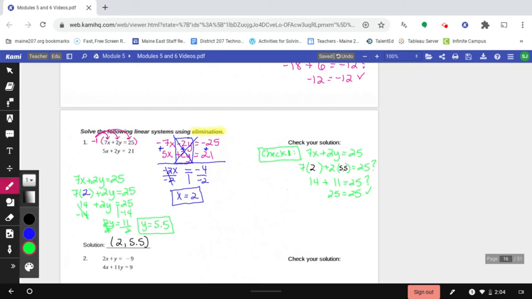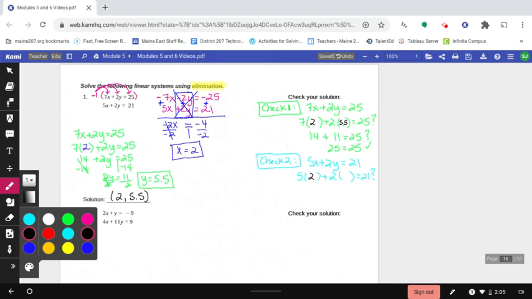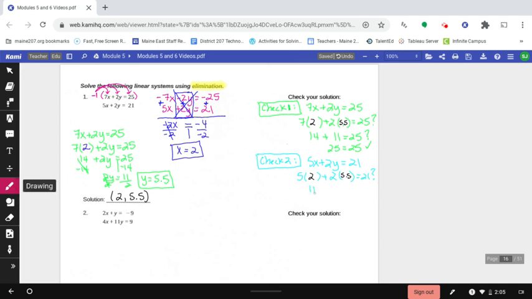Now we need to check our other equation though. So our second equation was 5x plus 2y equals 21. We're going to take out the x and the y and substitute in the values that we have. So we said the x is 2 and the y value is 5.5. 5 times 2 is 11. No, 5 times 2 is 10. Sorry about that. 2 times 5.5, however, is 11. And we know that 10 plus 11 is 21.